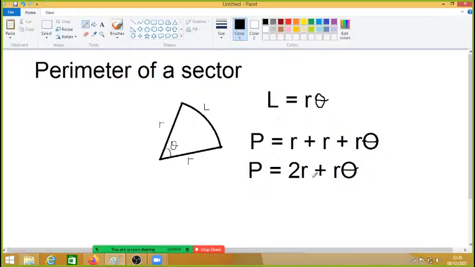Because r appears twice, then you need to first factorize. So you'll get r outside the brackets and then figure out what to put inside the brackets. And then you just want to make r on its own and see if you can figure out how to do that. But for this lesson, it's just the perimeter of a sector, which is 2r plus r theta.